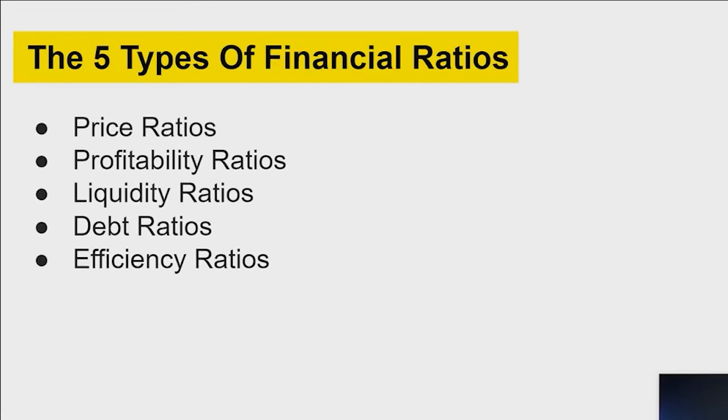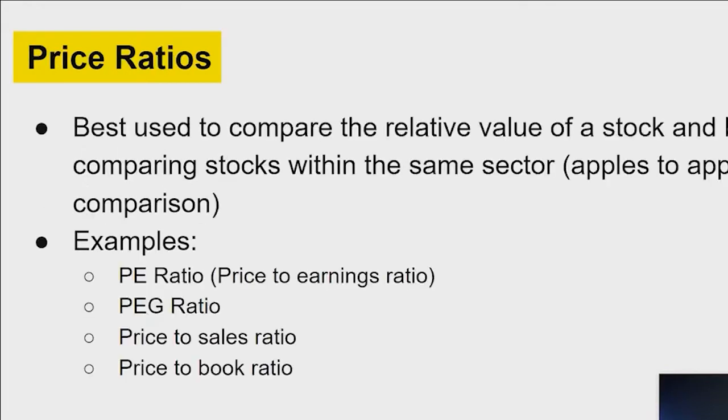All of them. I'm only going to tell you the ones that I think you really need to know. Now, the 5 types of financial ratios are price ratios, profitability, liquidity, debt, and efficiency ratios. We're going to start off with price ratios.